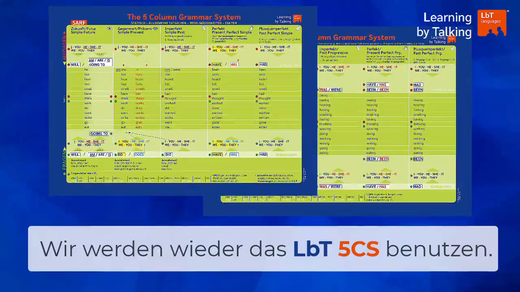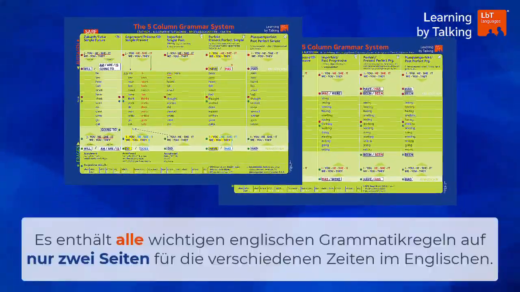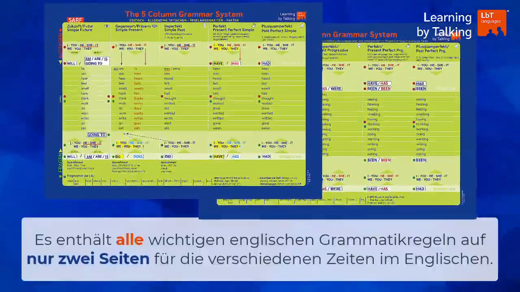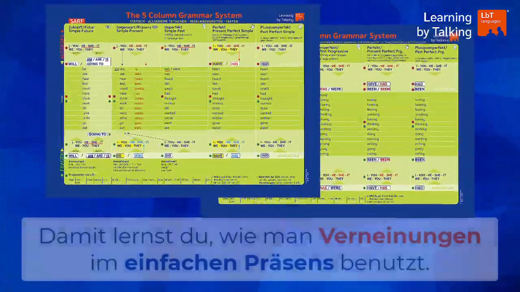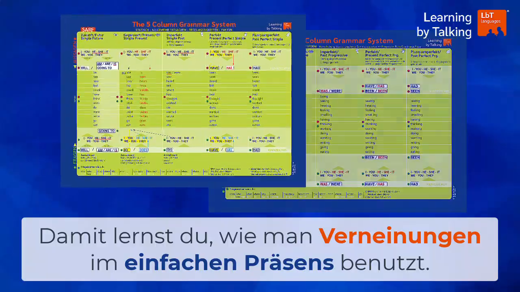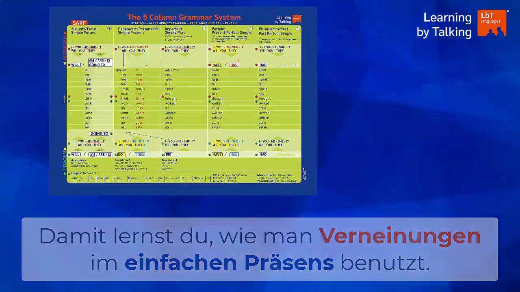We'll be using the 5-column system again. This has all of the essential English grammar packed into 2 pages for all the different tenses in English. We can use this to learn how to use negatives in the simple present.